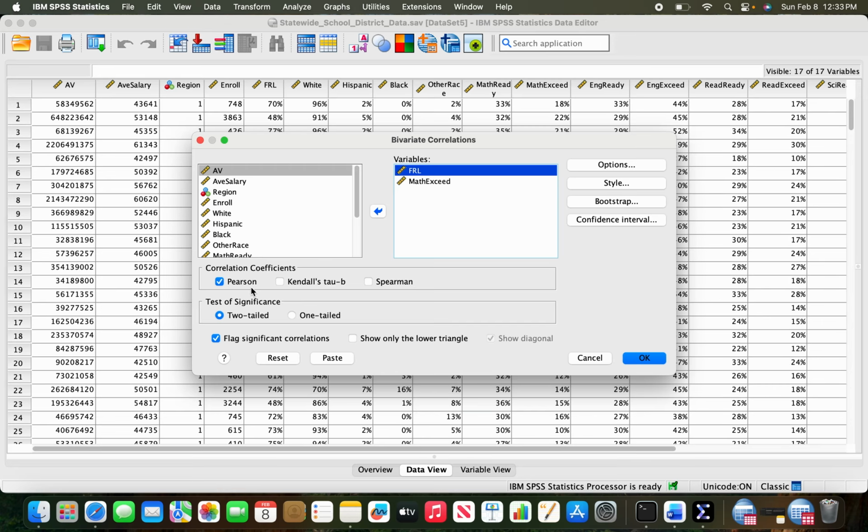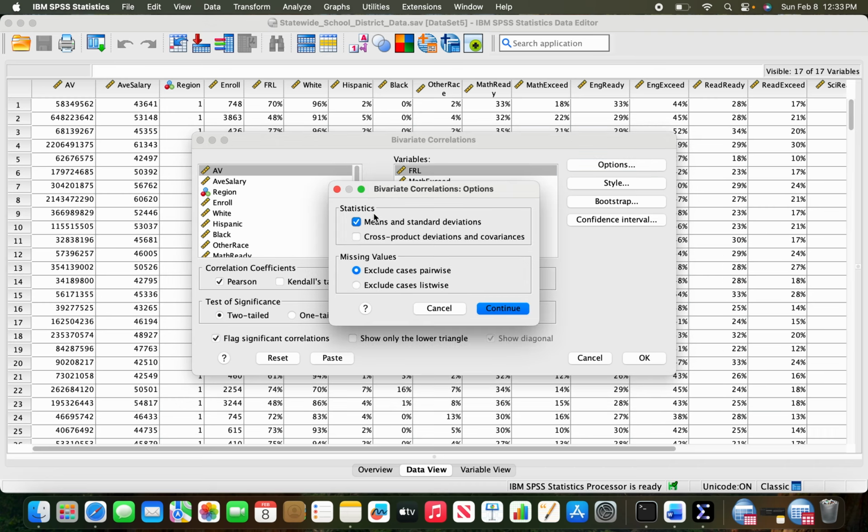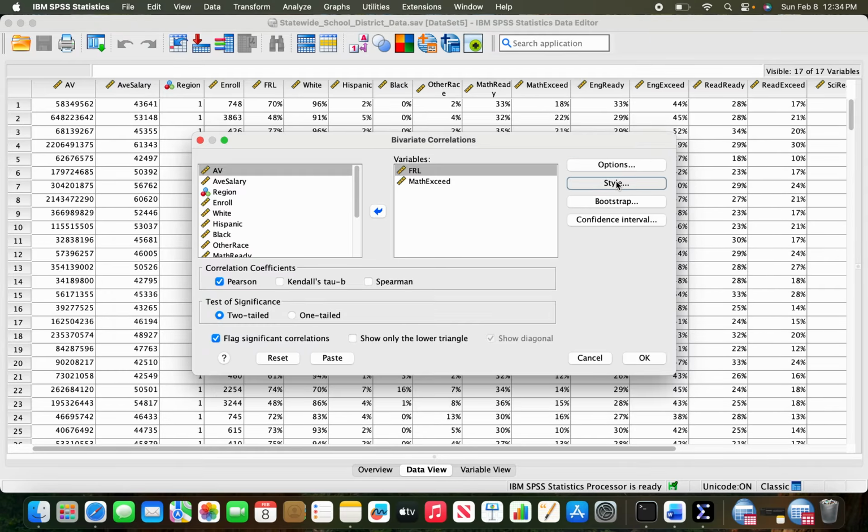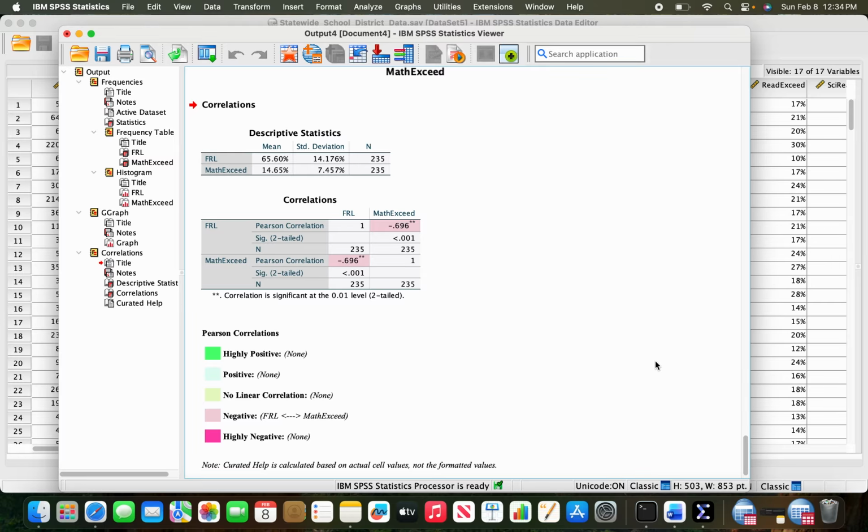I'm going to run a Pearson because we satisfied the requirements that this is a continuous variable, that it is normal, homoscedasticity is good, and it's a linear relationship. So I'm going to say okay. I think I want to look at options. I think I'm okay with that. Let me make sure style. Yeah, okay. And then I'm going to say okay.